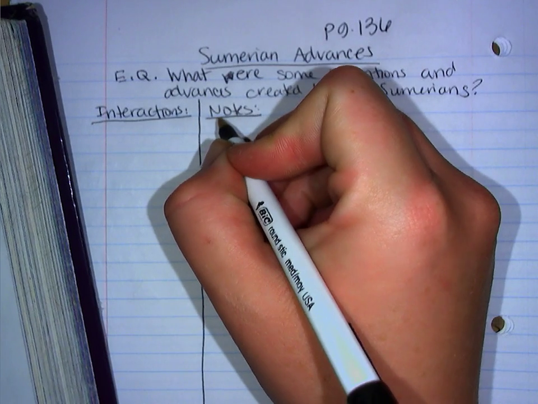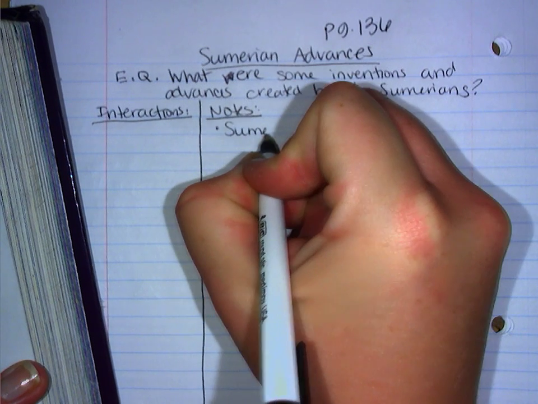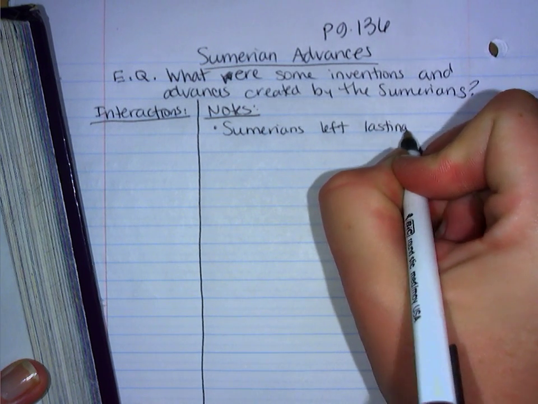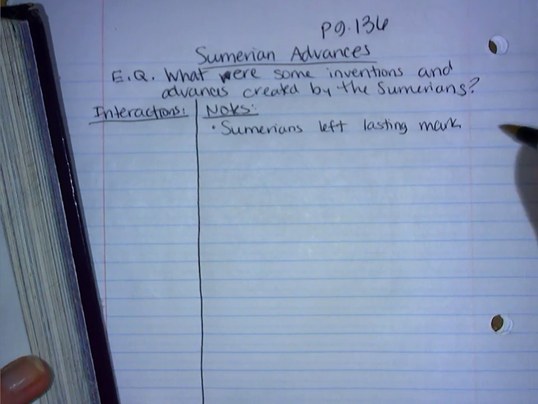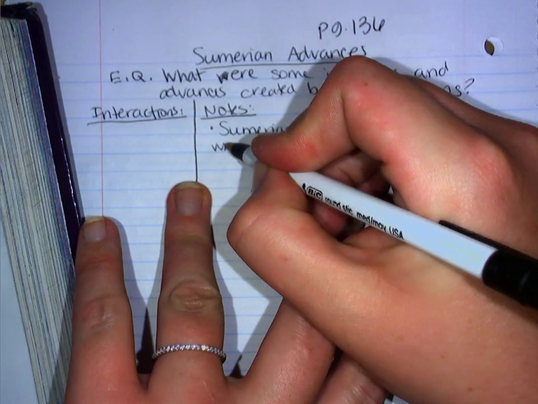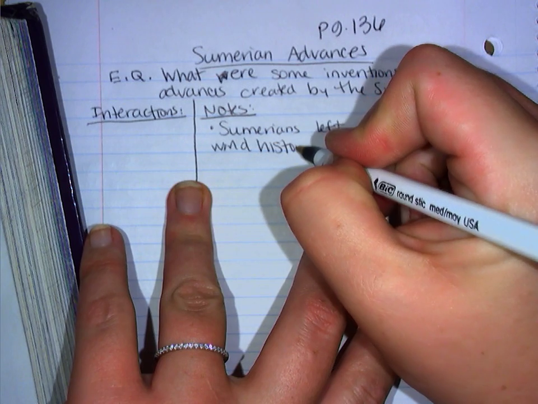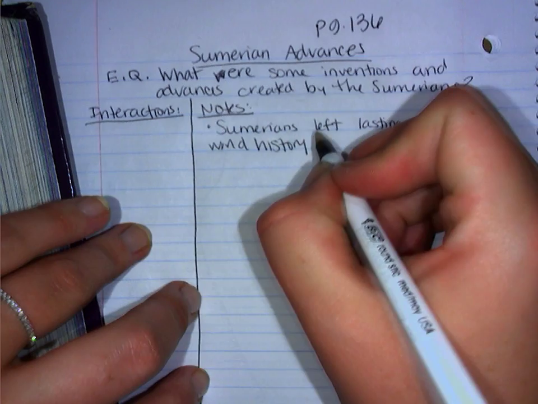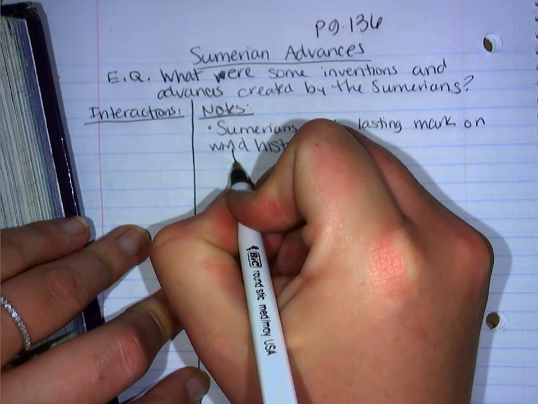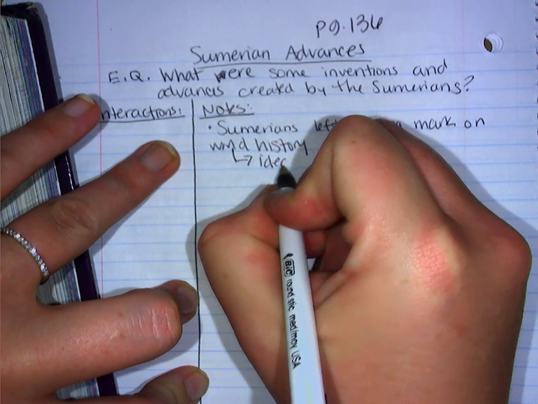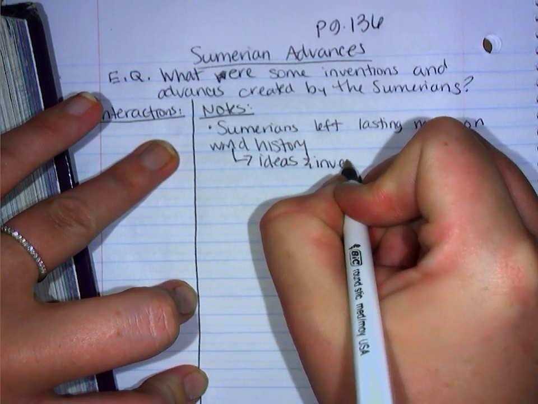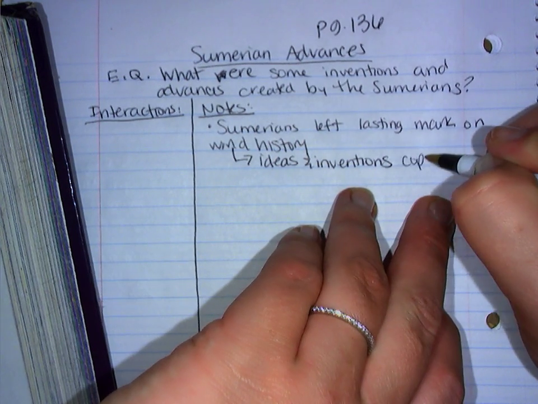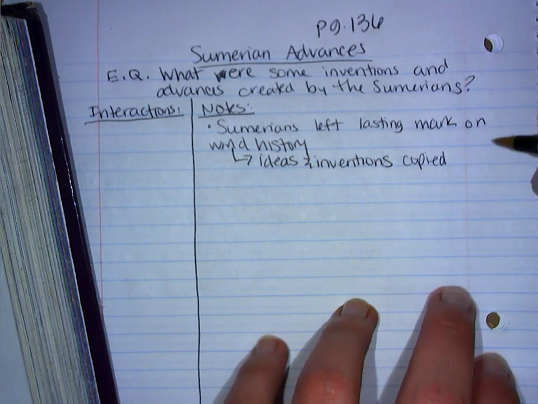So, Sumerians left lasting mark on world history. Their ideas and inventions were copied and improved upon by other people. So the reason why they left a lasting mark is because ideas and inventions were copied by others.